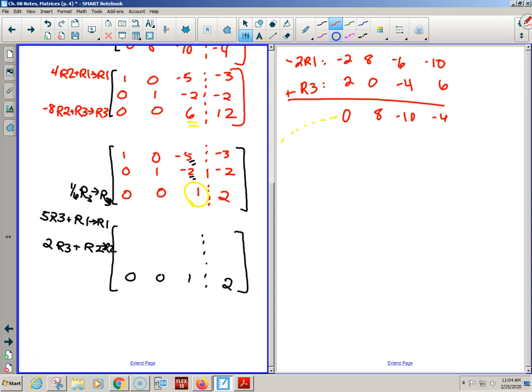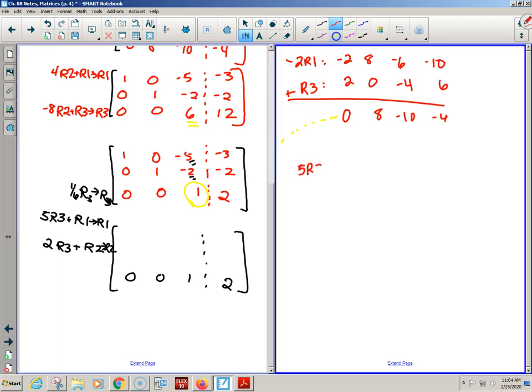Because right now you could go onto your scratch work, right? And couldn't you say, wait a minute, I need 5R3 plus R1 to get my new R1. So I'm going to take what's right up above, times 5: 0 times 5, 0 times 5, 1 times 5, 2 times 5. I'm going to add that to row 1. So 1, 0, negative 5, negative 3. I get 1, 0, 0, 7. But my mental mathers, that's one way.